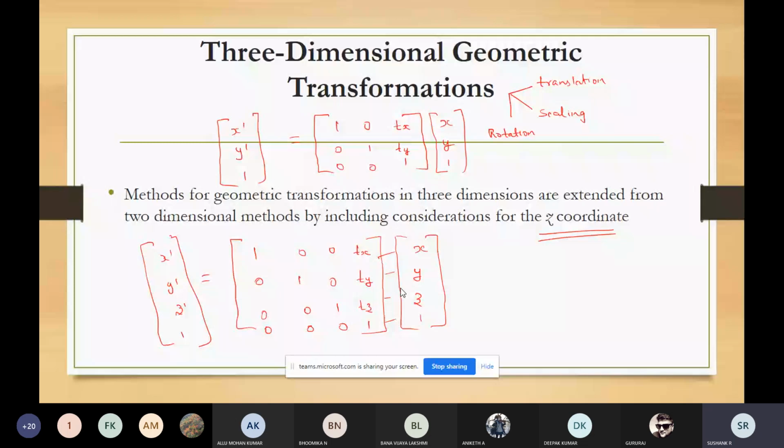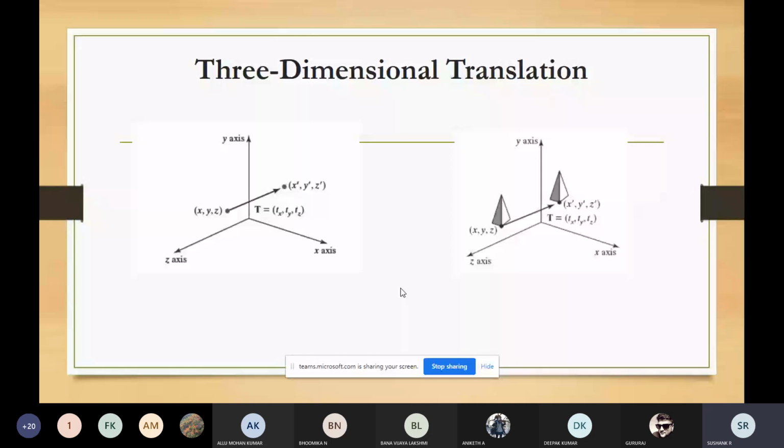Moving an object from one location to another location. So, for example, there is a point on this axis, which is represented by x, y, z. You want to move this point to a new position given by x dash, y dash, z dash.